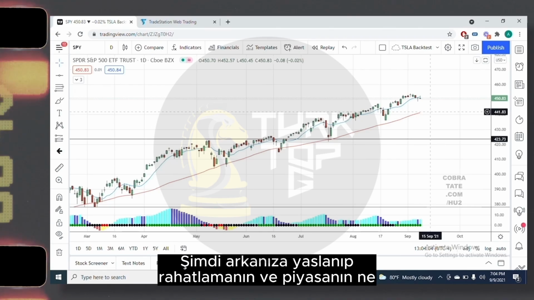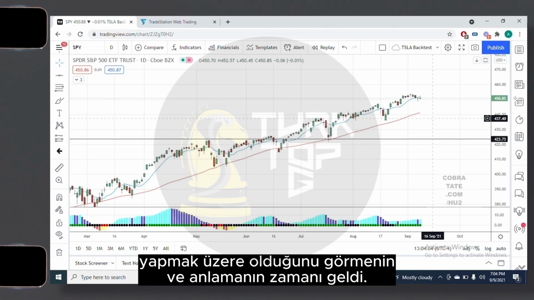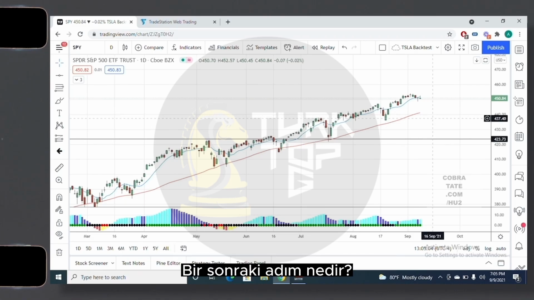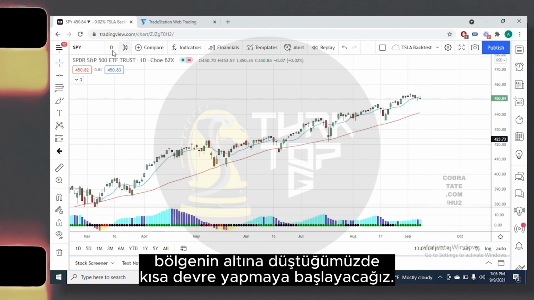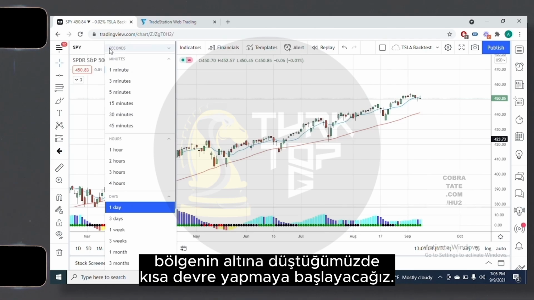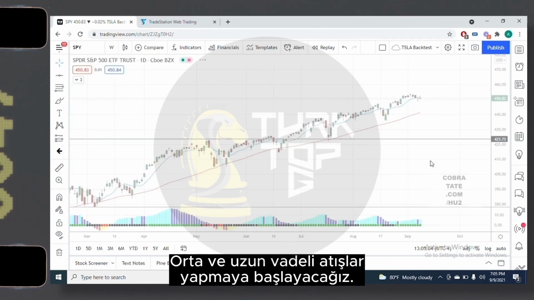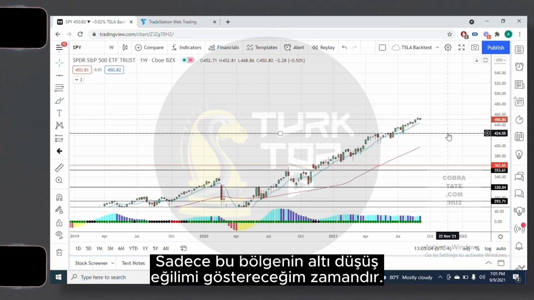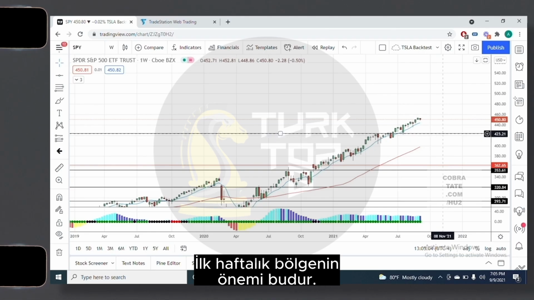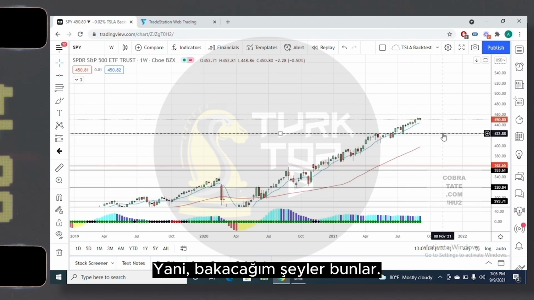Now it's time to sit back and relax and understand what the market is about to do. What is the next step? The next step is to look at the weekly zone, and only when we go below the latest weekly zone will I start shorting. Will I start having medium to long-term swing shorts. I won't start shorting till the price is figuring itself out above this zone. Only below this zone is when I will get bearish. That's the importance of the first weekly zone. So those are the things I look at.